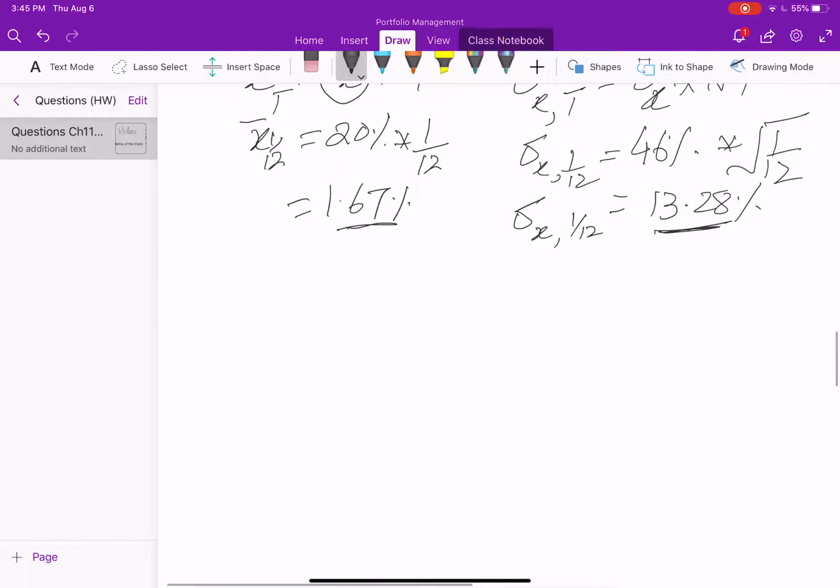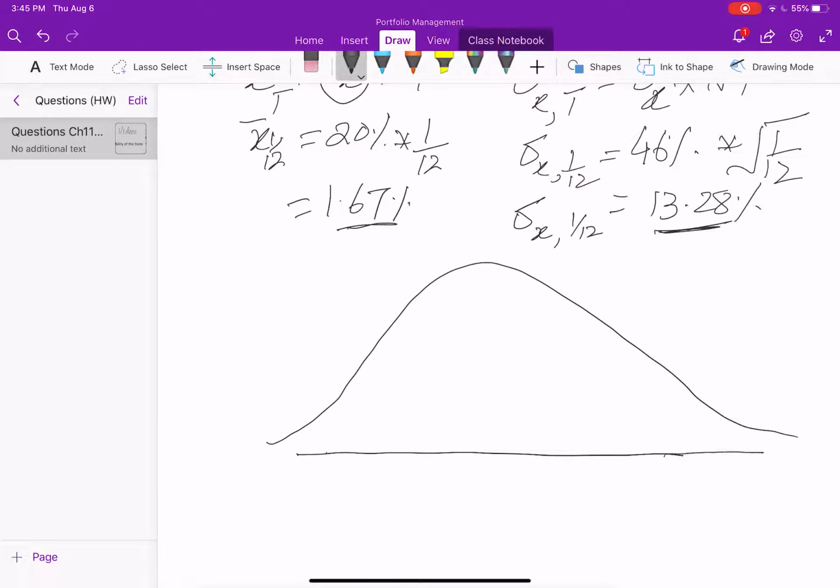So what does it mean? The assumption here is that the returns are normally distributed. The mean return over the next month for this stock is 1.67%, and one standard deviation on the left side of 1.67% is minus 11.61%. I simply subtracted 13.28% from 1.67% to go to the left-hand side.